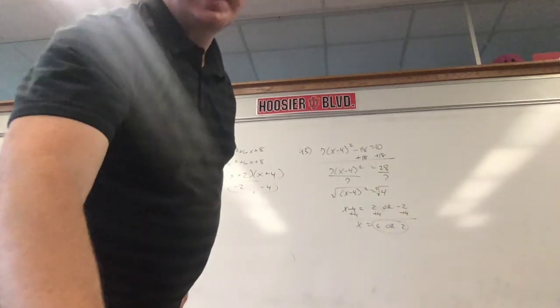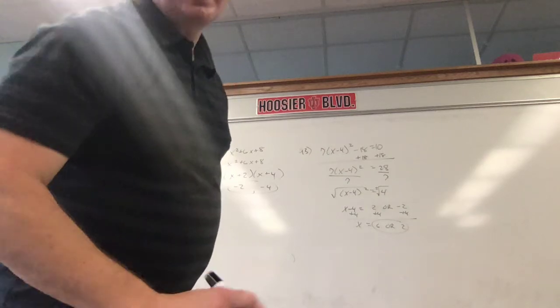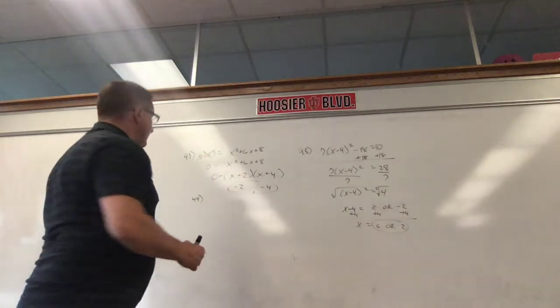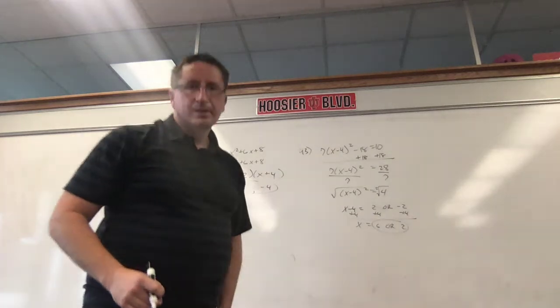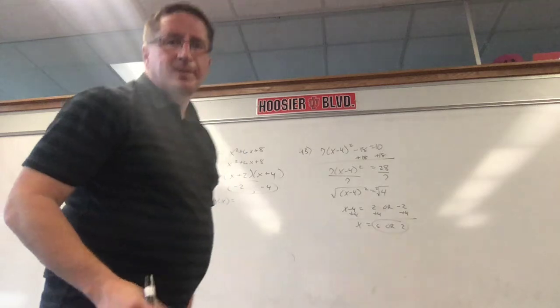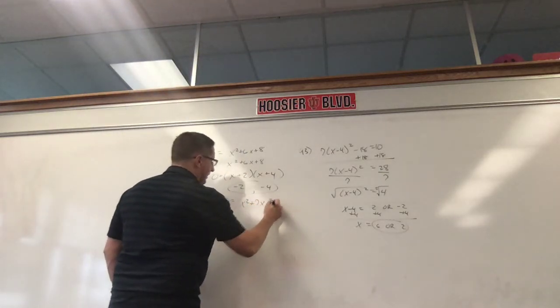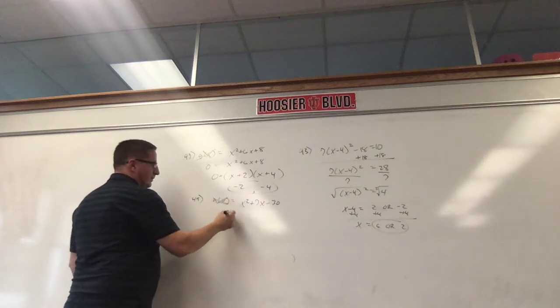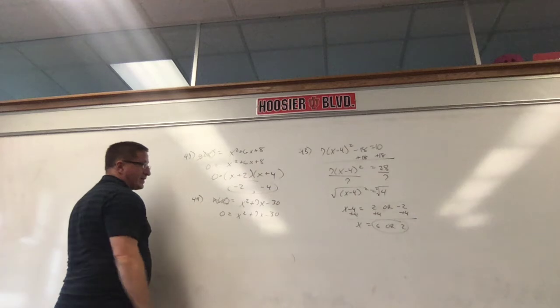49. Okay, so again, it says the zeros, so it says h of x equals x squared plus 7x minus 30. Again, the zeros make it equal 0. Okay, we have two x's. We have to factor this thing.